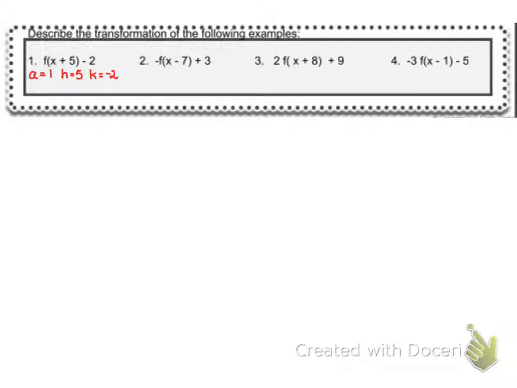All right, here's some examples. On this first one, what I did is I just basically defined A, H, and K based off of this template. We don't see a number out here for A, so the implication is that it's 1 and it's positive. H is +5 and K is -2. All right, so what's the transformation? Well, it's moving to the left 5 and down 2.